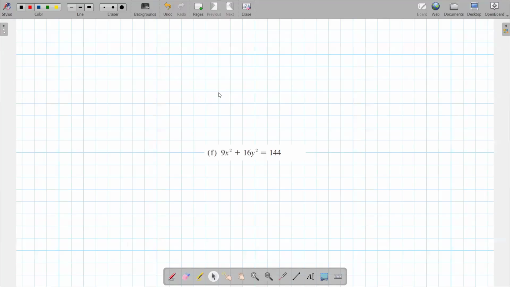Is the a value here 1? No. So this is not a circle. Although it has x squared and y squared, the a value is not 1. So this is not a circle. This is an ellipse. Know the difference between them?